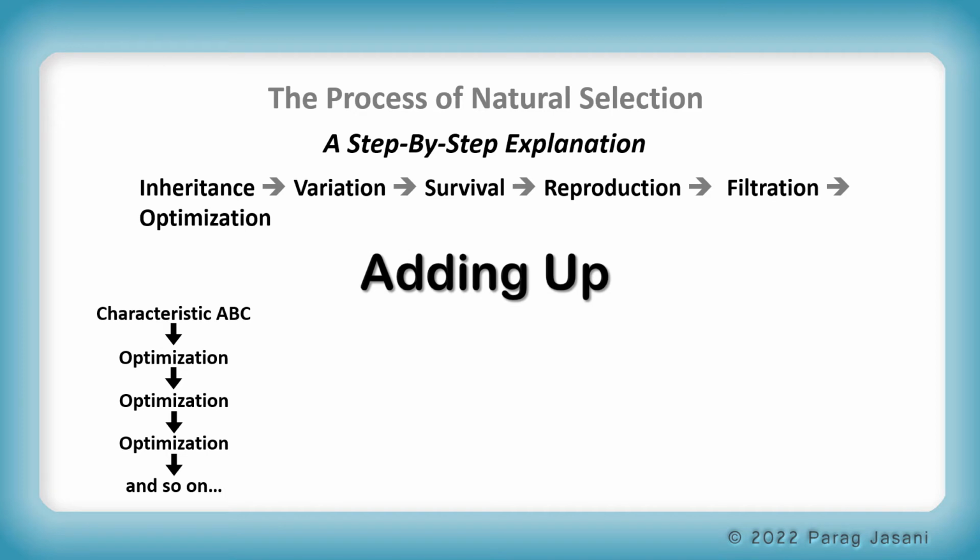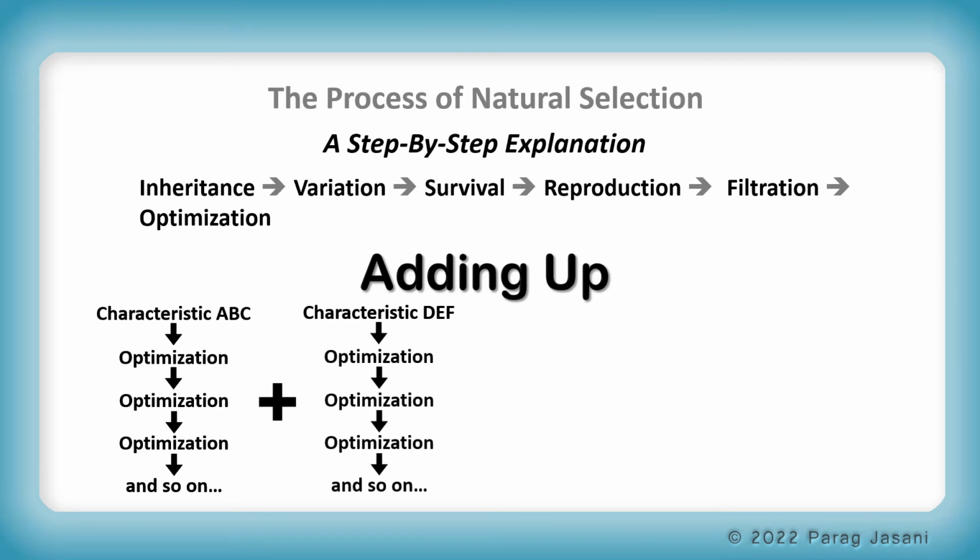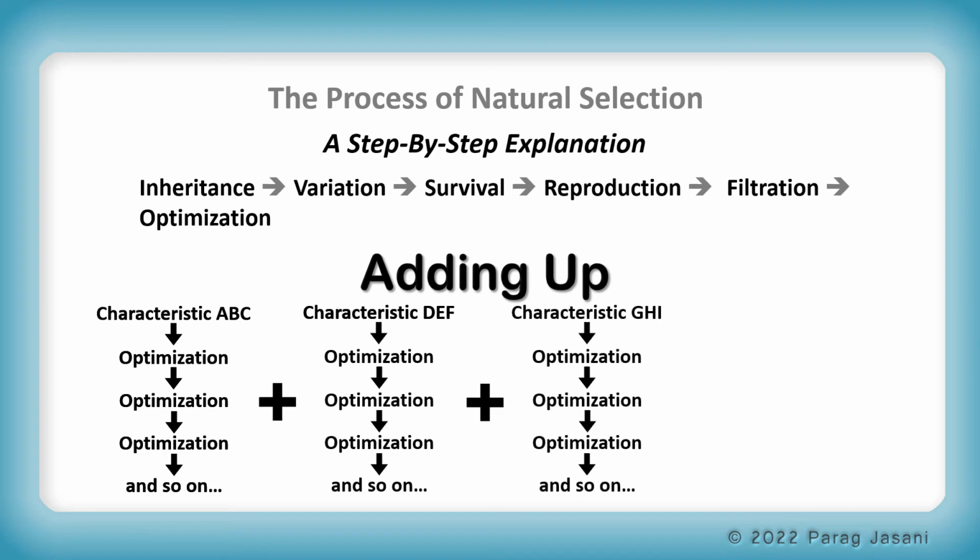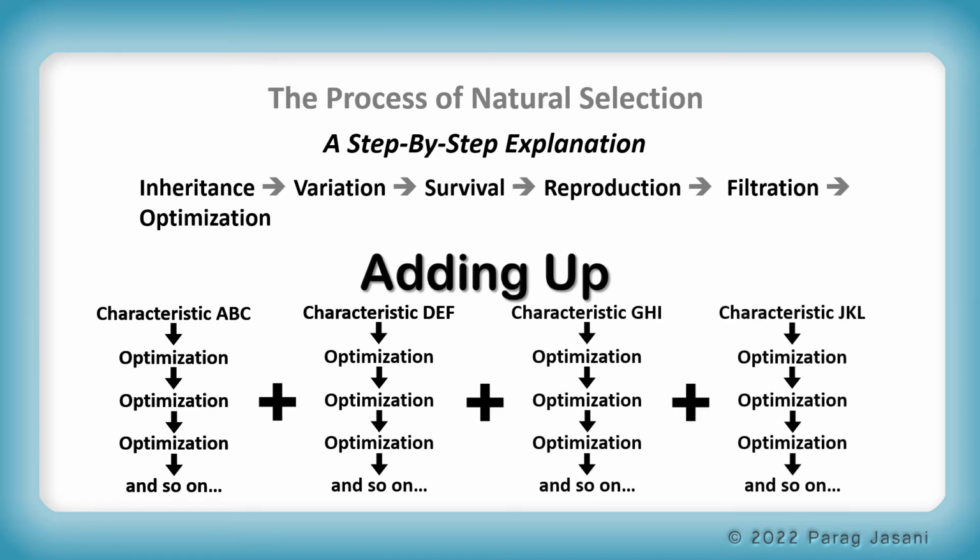Simultaneously, organisms with characteristic ABC may additionally inherit some other characteristic, for example, characteristic DEF, which favors either survival or reproduction, and which adds up to characteristic ABC, that is, ABC plus DEF. In the same way, with every passing generation, more and more characteristics favoring survival and reproduction keep adding themselves to the organisms simultaneously, while getting optimized in the process.